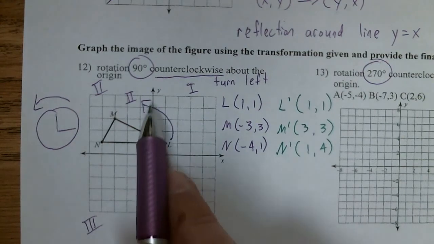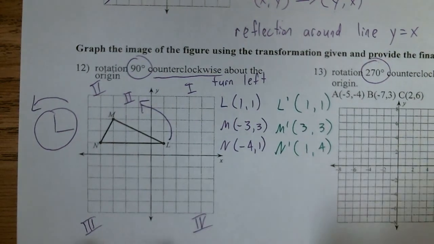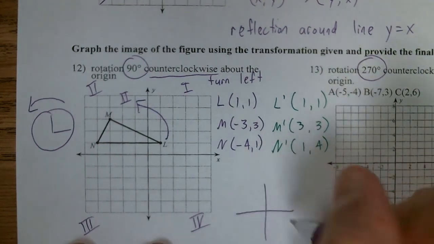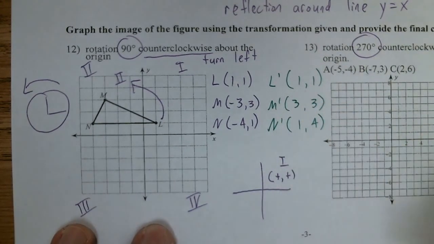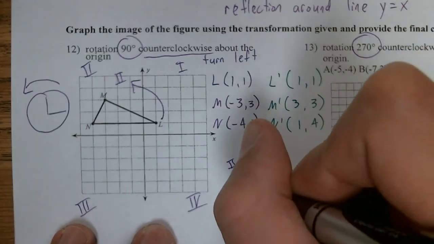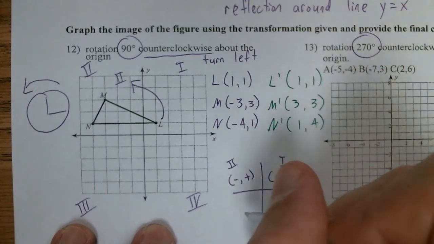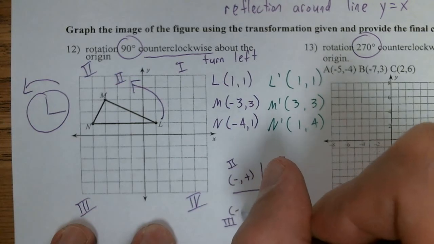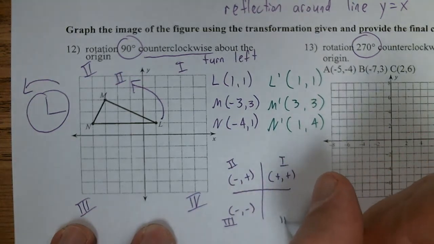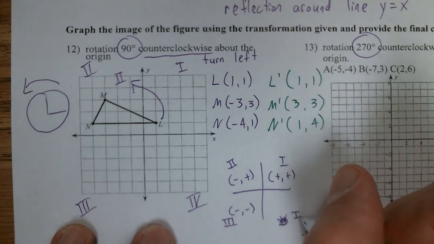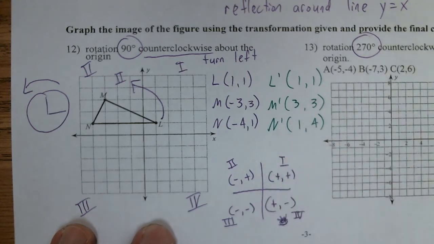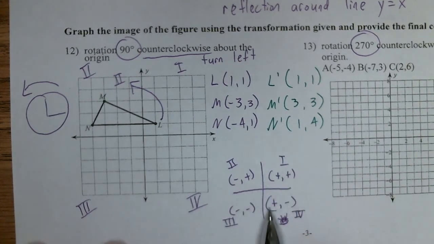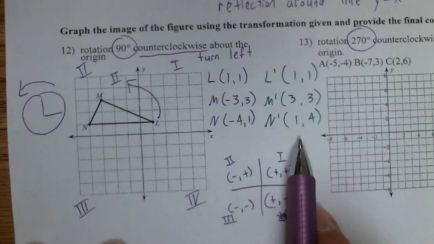If I turn it to the left, I'm going to be in quadrant 2. Let me draw this down here. Let's look at the signs. Everything in quadrant 1 is positive, positive. Everything in quadrant 2 is negative, positive. Everything in quadrant 3 is negative, negative. And everything in quadrant 4 is positive, negative. So you just have to figure out which quadrant you're in, and then that will tell you what all these signs need to be.